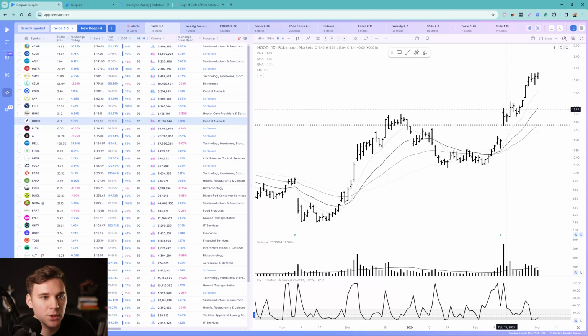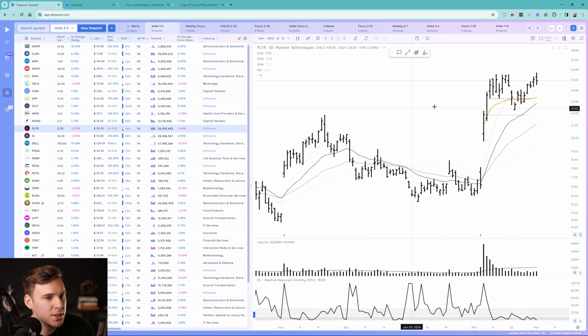This isn't actionable anymore. It's just kind of trending, but we had a nice gap up on earnings, tight day, move up, tightness a little bit, and then expansion upwards once again. And now it's just trending above those moving averages.